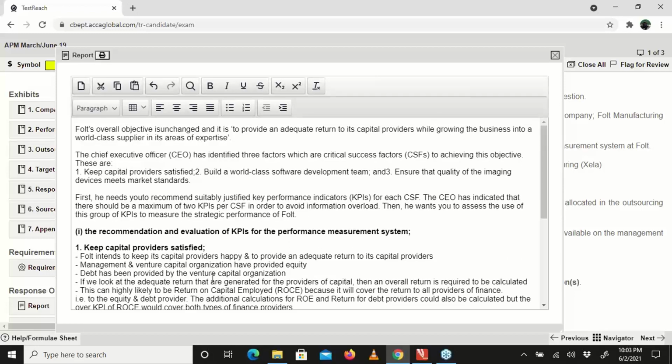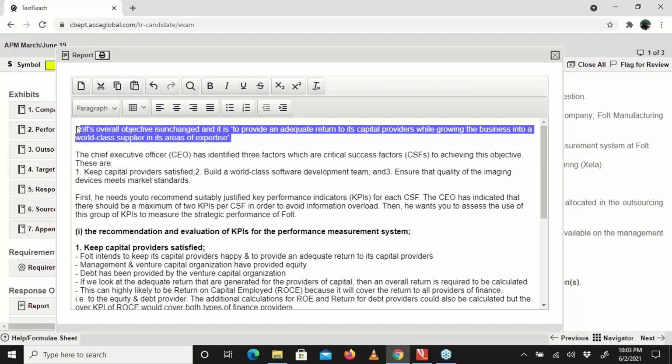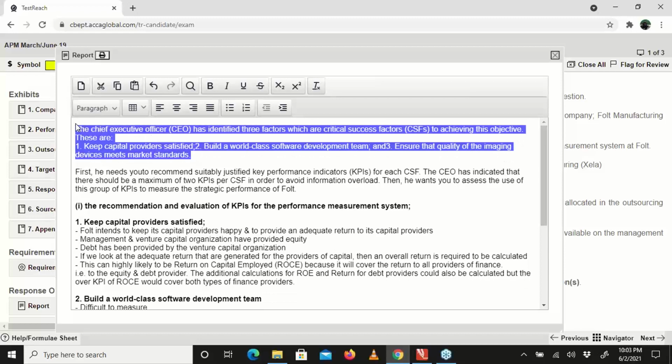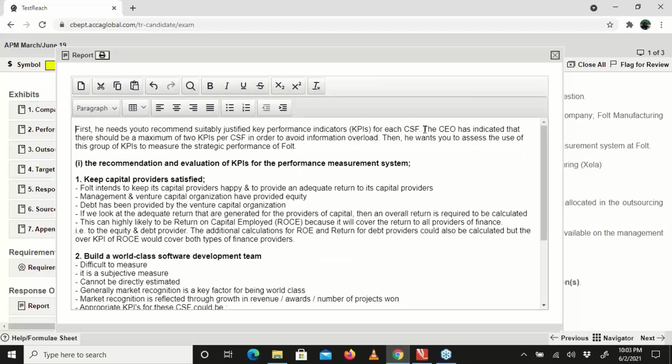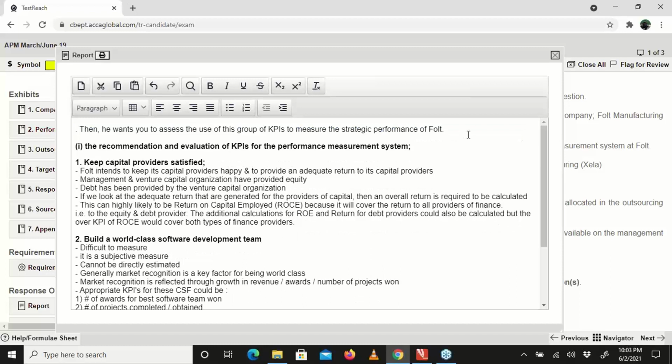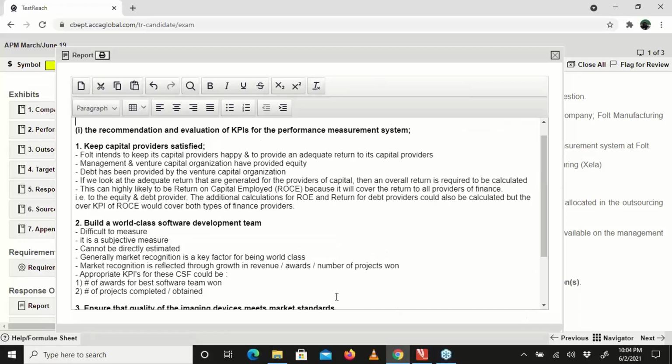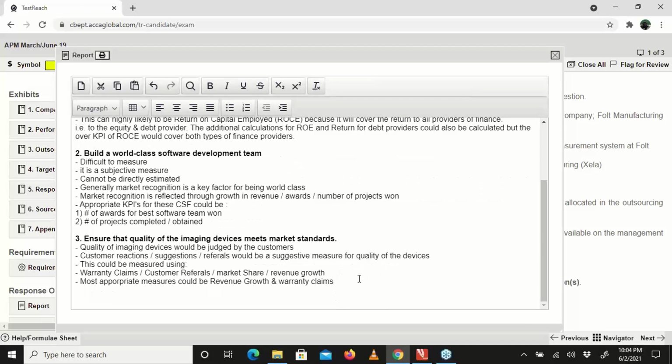So if I go back to the requirement of the question, this is what the objective of FOLD was. The Chief Executive has identified these three factors. We have done that. He needs you to recommend a suitably justified KPI for each CSF. The CEO indicates that there should be a maximum of 2 KPIs. We have done that. Then he wants you to assess the use of this group of KPIs to measure the strategic performance of FOLD. So the group of KPIs suggested for each of the critical success factors are as under.